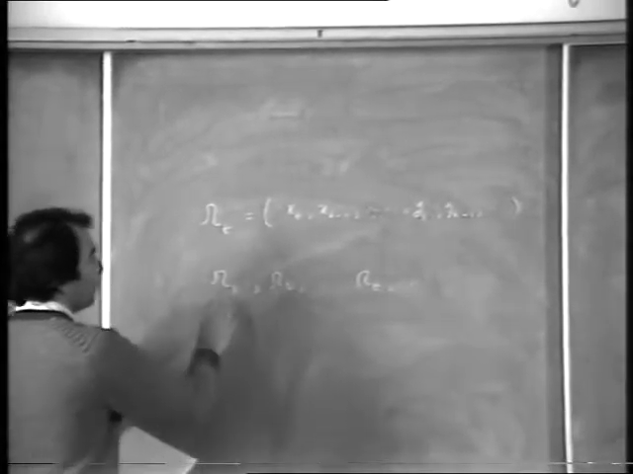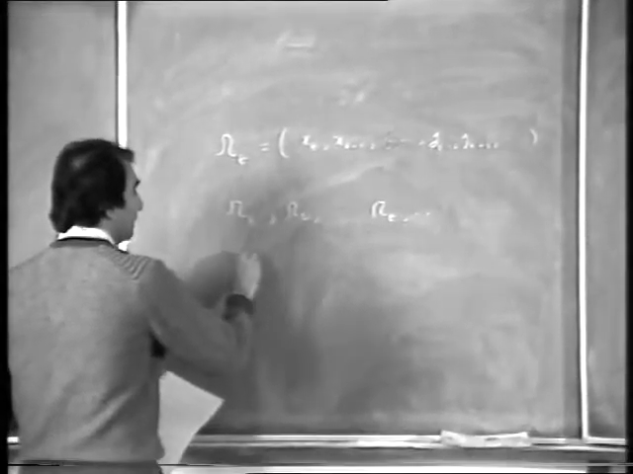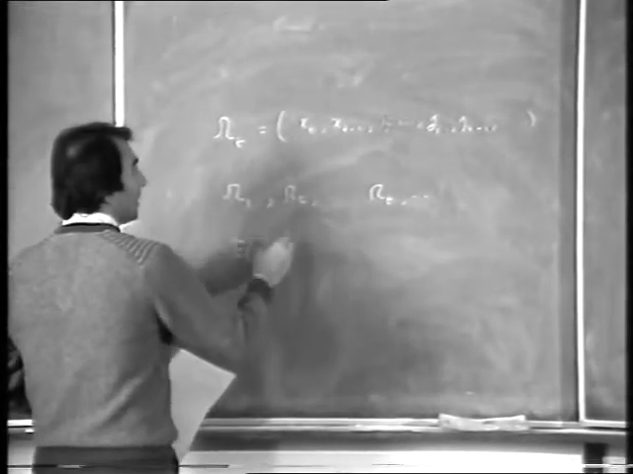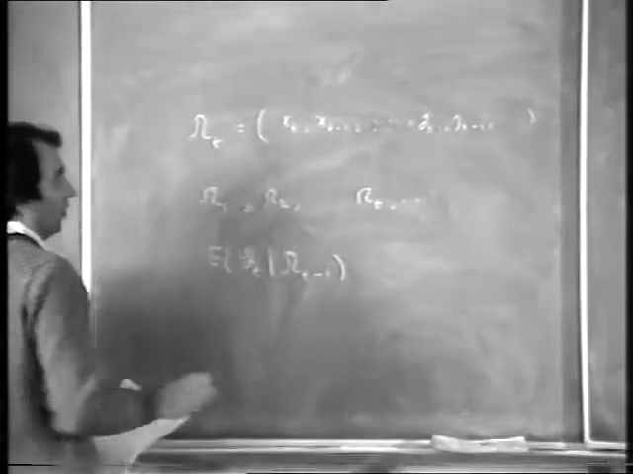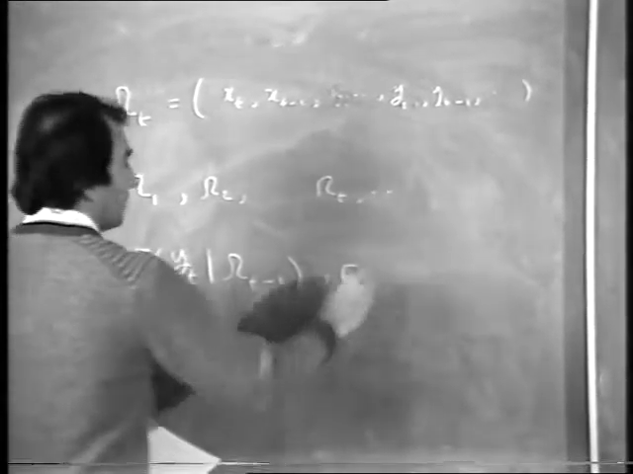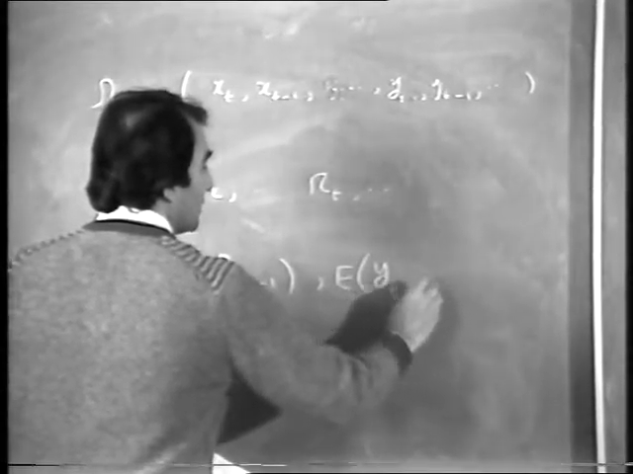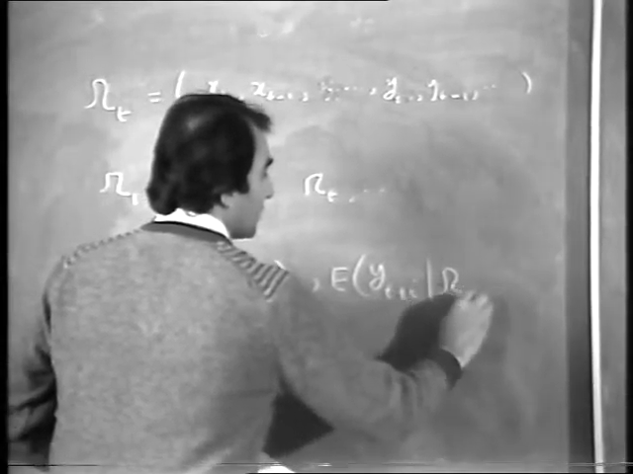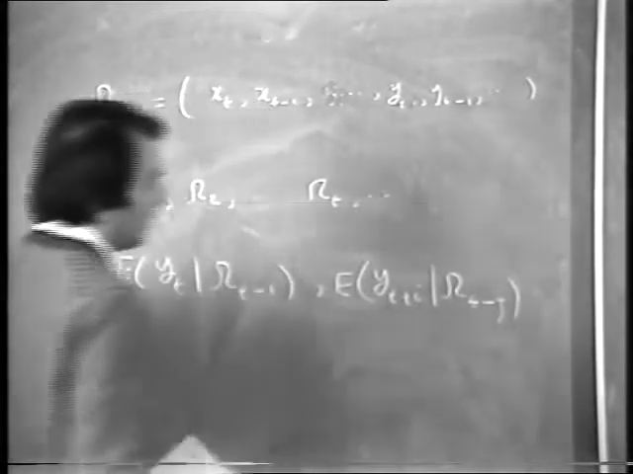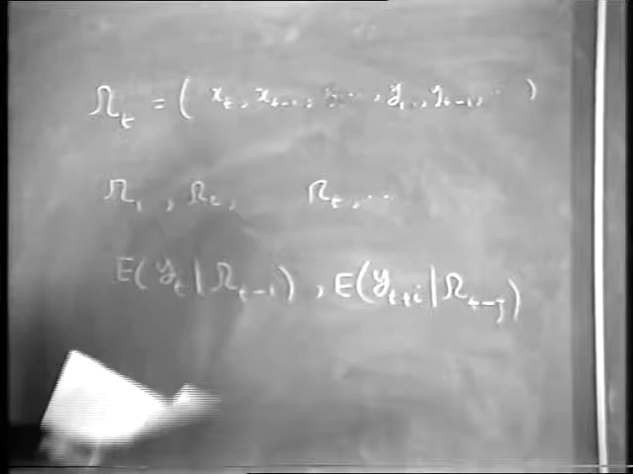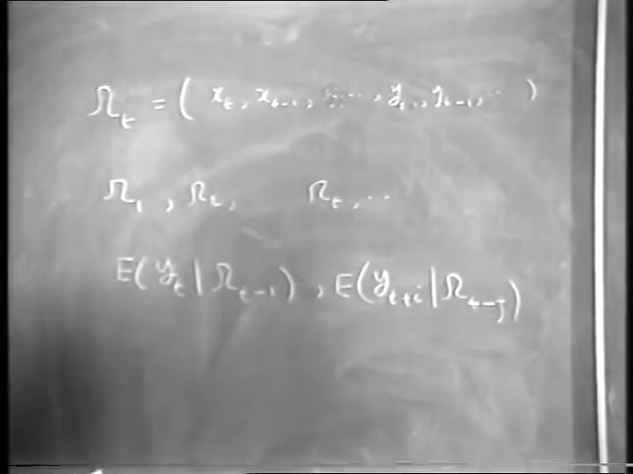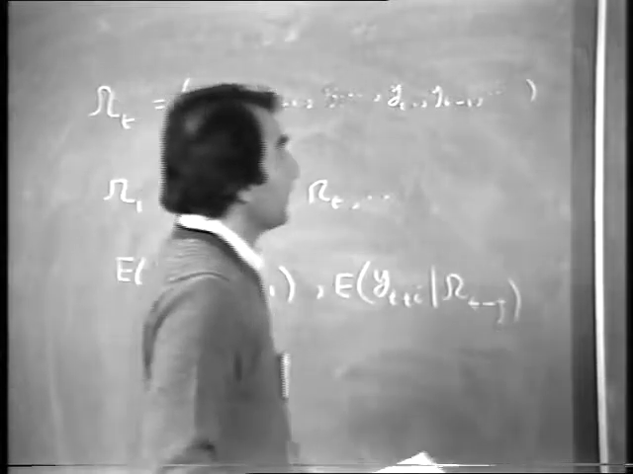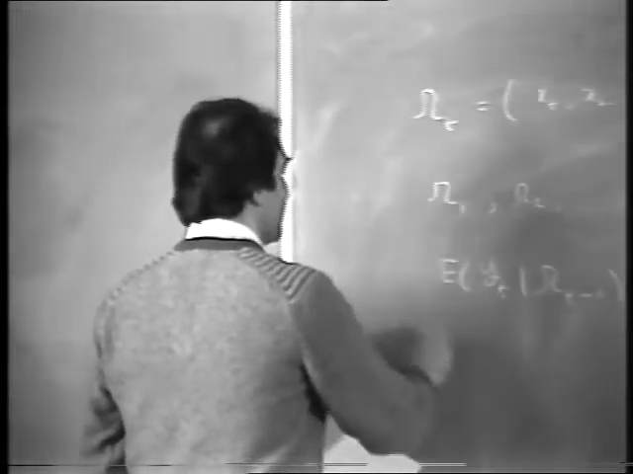With respect to this set of information sets, we can then define the conditional expectation of, say, yt, conditional on omega t minus 1, or we can define, as we discussed before, the conditional expectation of, in general, yt+i, conditional on information set omega t minus j. From now on, I'm assuming all these conditional expectations exist. If they do not exist, we cannot even start looking at these models.